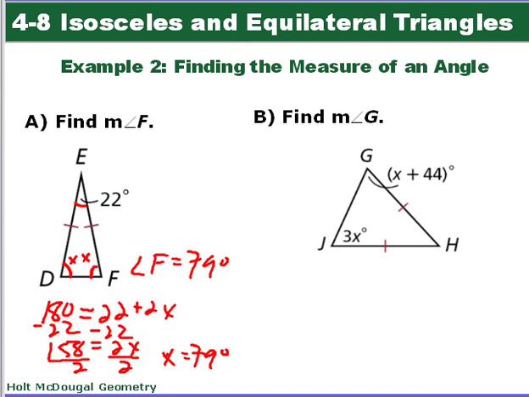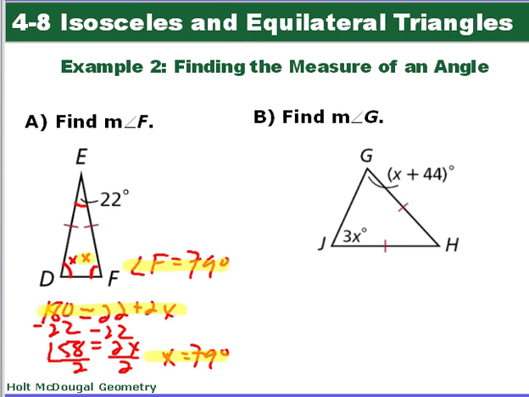All right, so I set out my problem. I know the three angles in a triangle equal 180 degrees. So 22 plus these two angles. Since they're both equal, I just set one equal to x, and then the other one is also going to be x. So 180 is 22 plus 2x. Subtract 22, divide 158 by 2, and I get x is 79. So angle F is going to be 79 degrees.